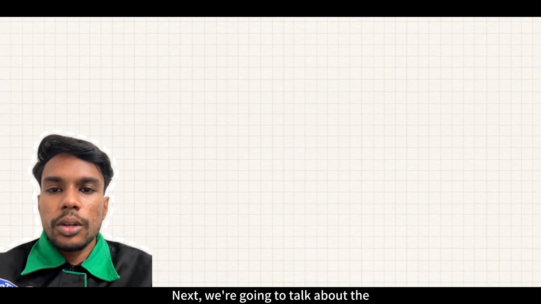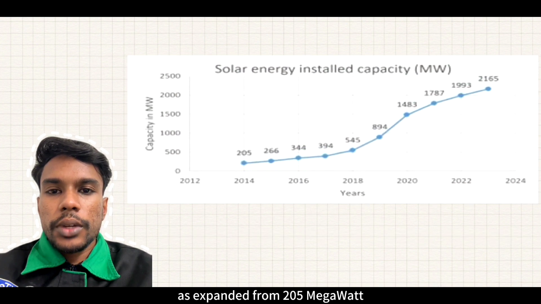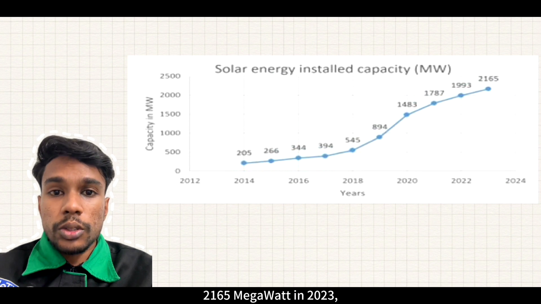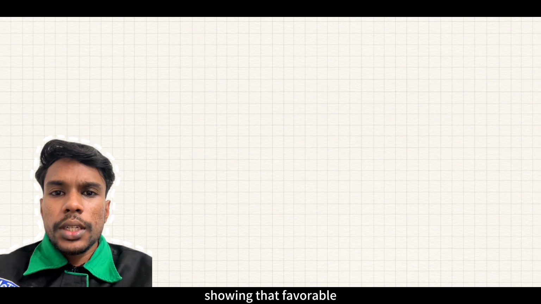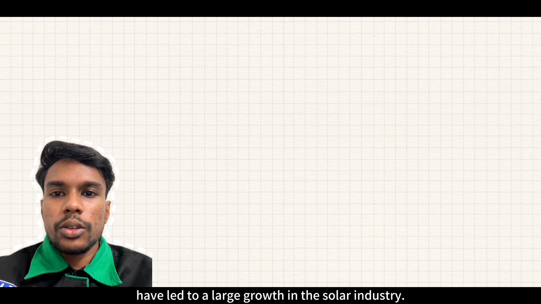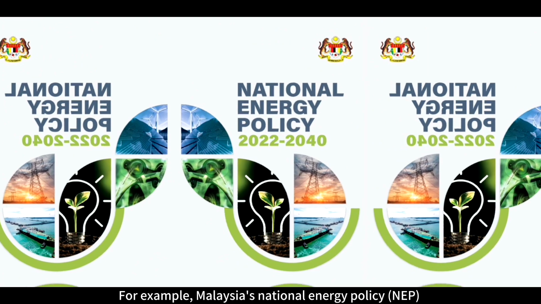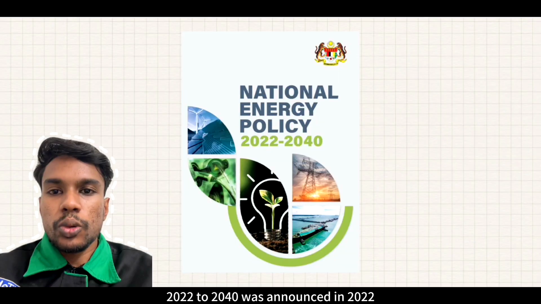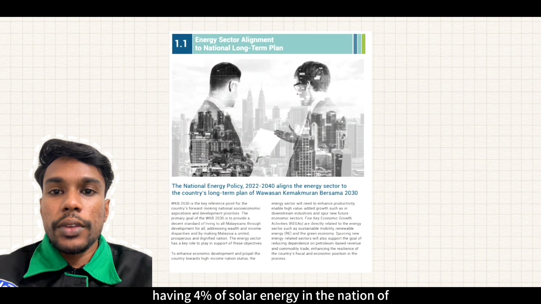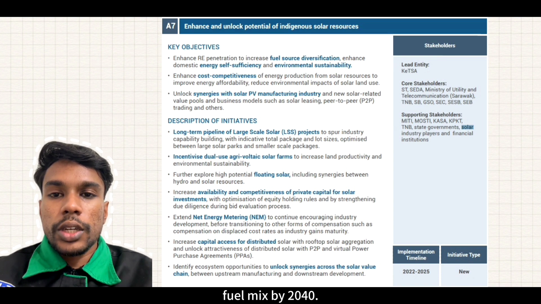Next, we're going to talk about how the installed capacity of solar energy has expanded from 205 megawatts in 2014 to 2165 megawatts in 2023, showing that favorable government policies and auctions in different end user sectors have led to a large growth in the solar industry. For example, Malaysia's National Energy Policy (NEP) 2022 to 2040 was announced in 2022 with the goal of having 4% solar energy in the nation's fuel mix by 2040.